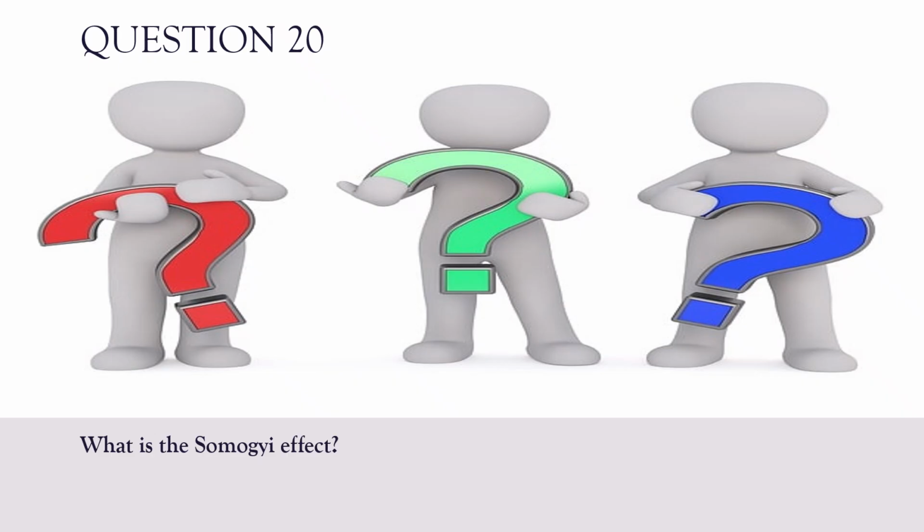So, what is the Somogyi effect? Well, it happens when a hypoglycemic episode overnight leads to hyperglycemia in the morning due to a surge of hormones. I would make sure that I understand the difference between the dawn phenomenon and the Somogyi effect.